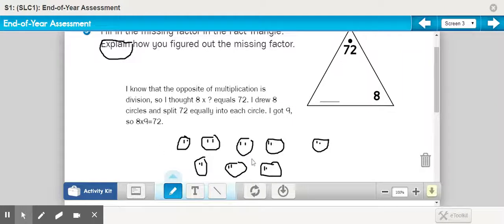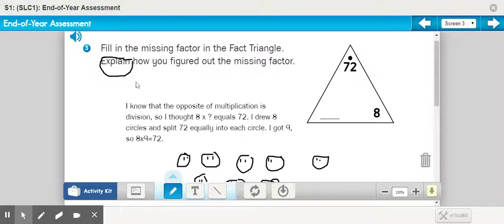I counted to 72. And then you'll find out that if I kept on going with that, each circle would have 9 in it. And this is just one way of explaining this question of fill in the missing factor in the fact triangle. Again, you could describe your work in another way.